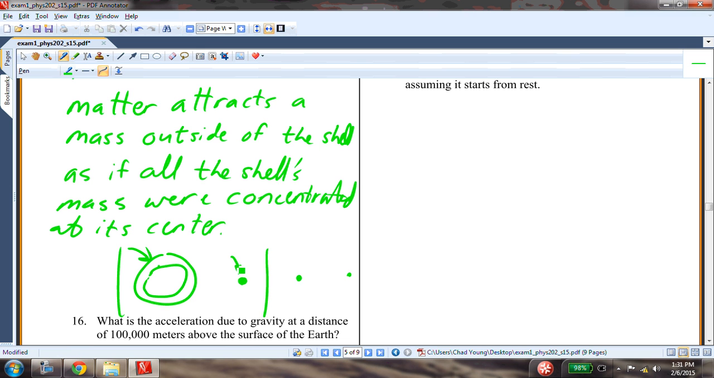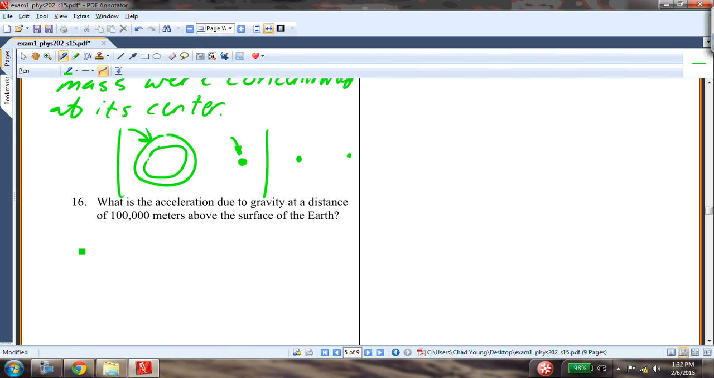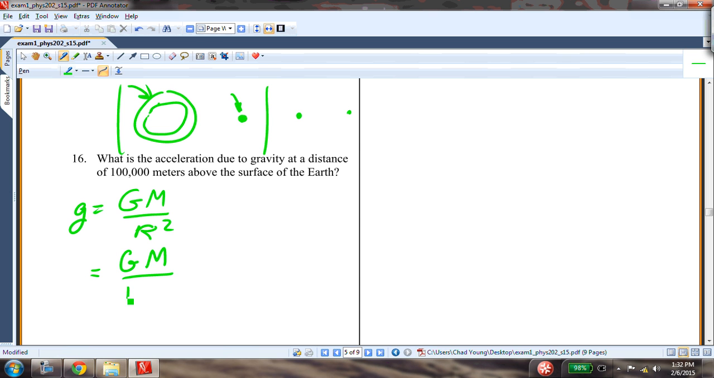All right, what is the acceleration due to gravity at a distance of 100,000 meters above the surface of the Earth? Okay, well I know that g is equal to GM over R squared. That's on the surface of the Earth, but this is above the surface of the Earth, so it's GM over (R plus h) squared.